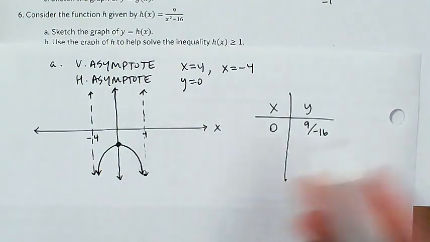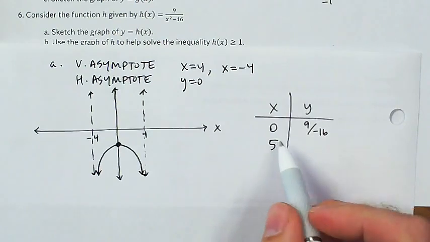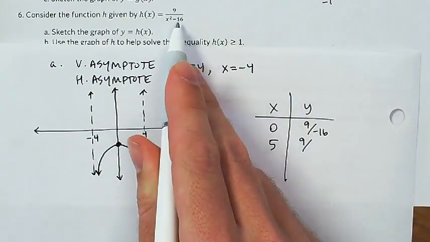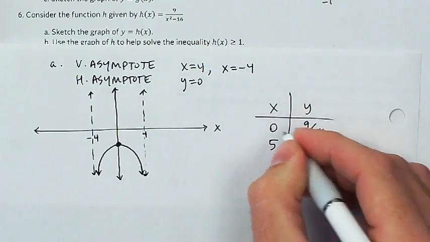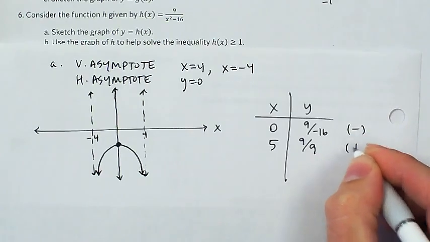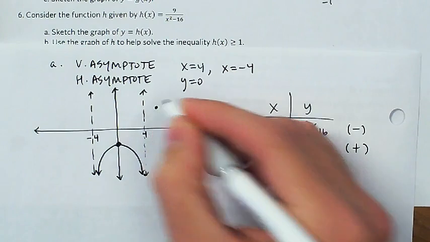Then I'm going to choose something a little bit bigger than 4. I don't know, like 5. Okay, when I choose 5, y is 9 over 25 minus 16. Wait, that's 9 also, so that's going to be +1, which is a positive number. And, you know, maybe I just put that up here.